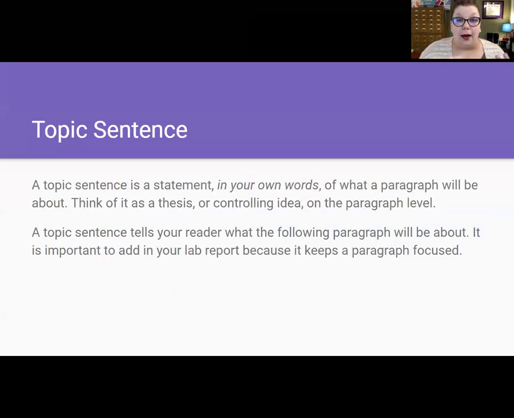So first, when we think about a topic sentence, if you remember from English 110 or something comparable, a topic sentence is like the thesis statement on the paragraph level. It's a statement that, in your own words, controls what the paragraph is going to be about. Now, topic sentences are important because they tell your reader what the following paragraph will be about, and they keep your paragraphs focused in your lab reports. So that way your professor knows what idea you're on at any given time.